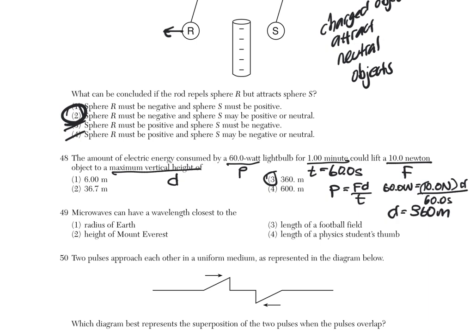49. Interesting question. Microwaves can have a wavelength closest to... Well, first we need the wavelength of microwaves. So you need to check the electromagnetic spectrum chart on page 2 of the reference tables, and the microwaves range from 10 to the negative 4 meters all the way up to 1 meter. 10 to the negative 4 meters, that is less than a millimeter. And so it's about, hold on, 0.1 millimeters, 0.1 millimeters all the way up to a meter.